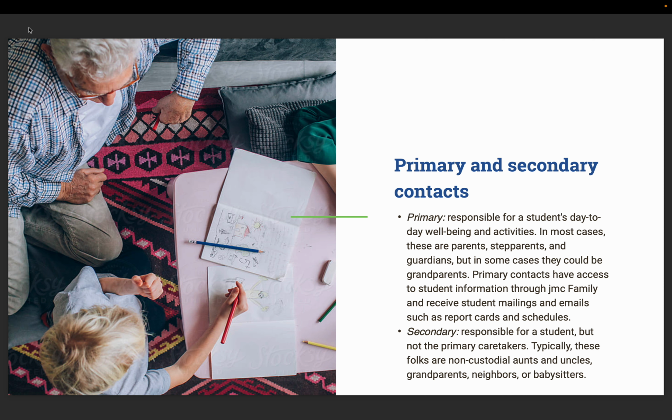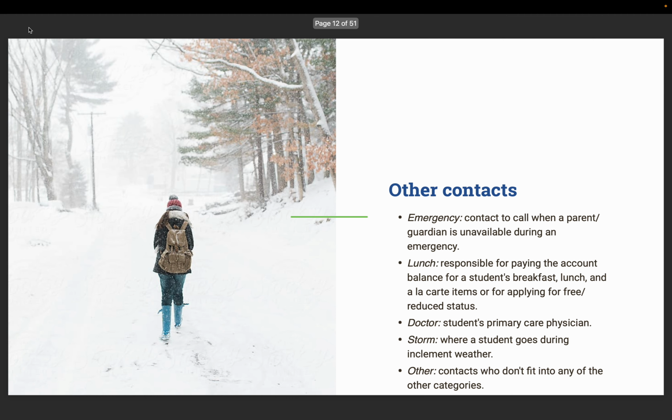Typically, these folks are non-custodial aunts and uncles, grandparents, neighbors, and babysitters. An emergency contact is the person that you call when a parent or guardian is unavailable during an emergency. A lunch contact is responsible for paying the account balance for the student's breakfast, lunch, and a la carte items, or for applying for free reduced status.